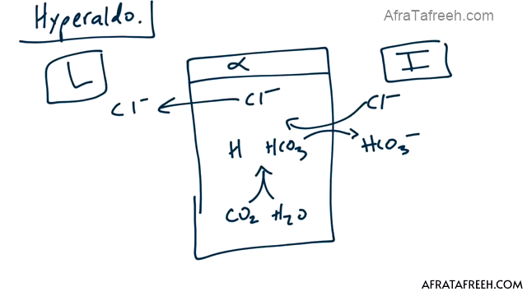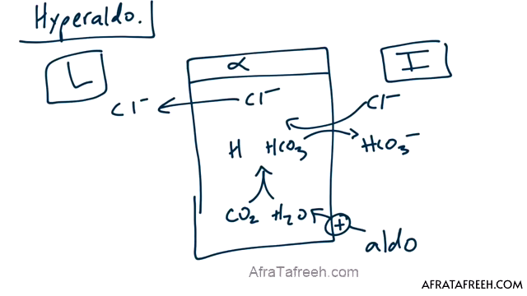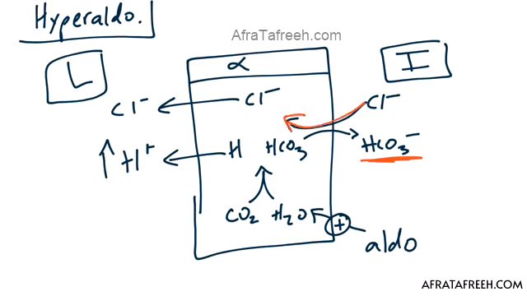Also recall that aldosterone works to increase the secretion of acid in the alpha intercalated cell by upregulating these pathways. As the secretion of acid is increased, you can see that the reabsorption of bicarbonate must also increase, which is responsible for the metabolic alkalosis. In order for this to occur, the chloride must be exchanged and is ultimately lost in the urine. So in a patient with hyperaldosteronism, you'd expect the urine chloride to be high.